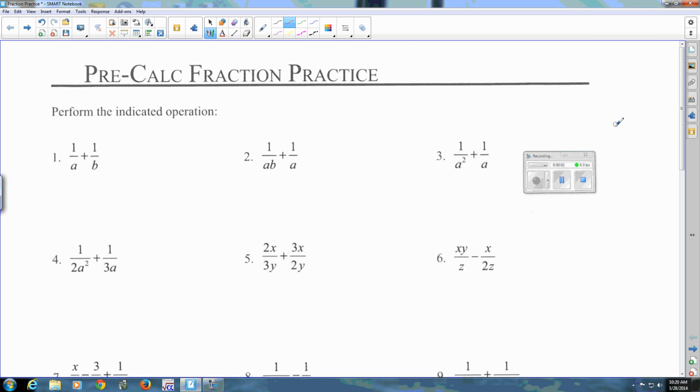Hello everyone, this is for Precalc. Needing to go back and see if you guys need any help on adding fractions. It's a skill that you guys are going to use all year, so we need to make sure you're okay with it. To add fractions, you need a common denominator.